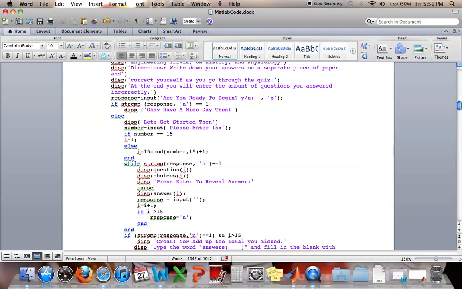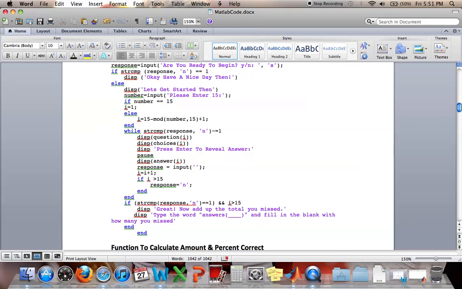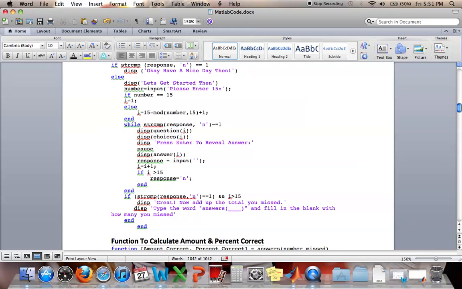It is set up for each question to get asked. You write on a piece of paper what you think the answer is, and then you press enter to reveal the answer. And then you just keep track yourself of whether or not you got the answer correct or incorrect. Once you finish all 15 questions, it will say, great, now add up the total you missed.